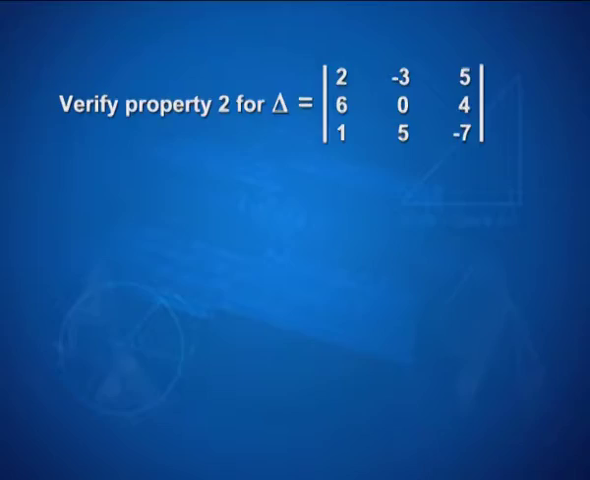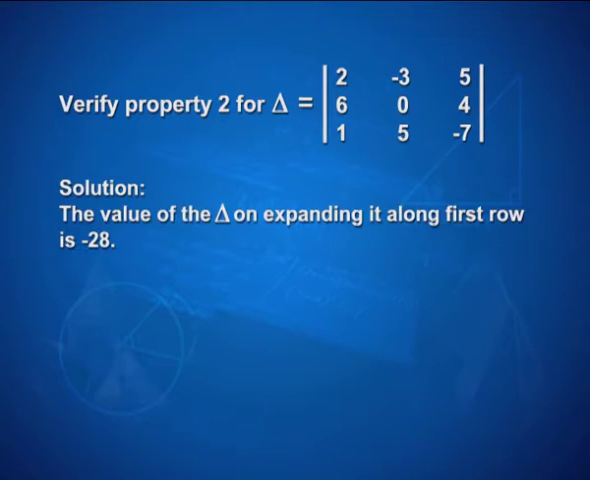Now, students, let us solve another question to verify the second property of determinants. Let us take one determinant: 2, minus 3, 5, 6, 0, 4, 1, 5, minus 7. For the solution, the value of the determinant on expanding it along the first row is minus 28. We have done it in the last example.